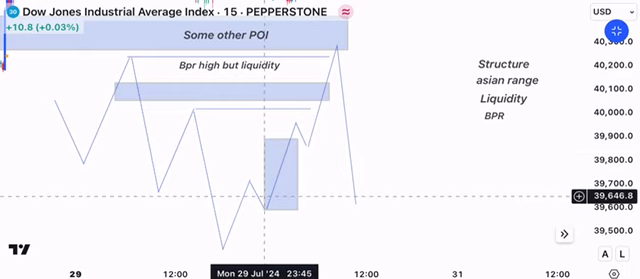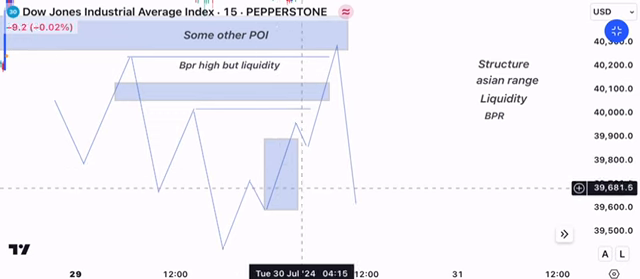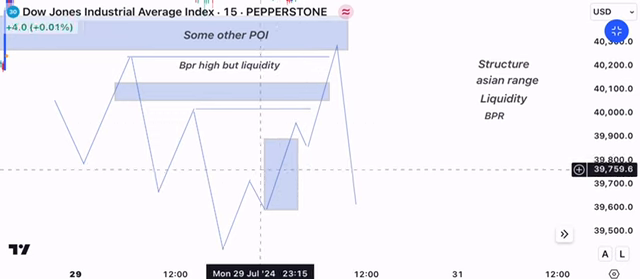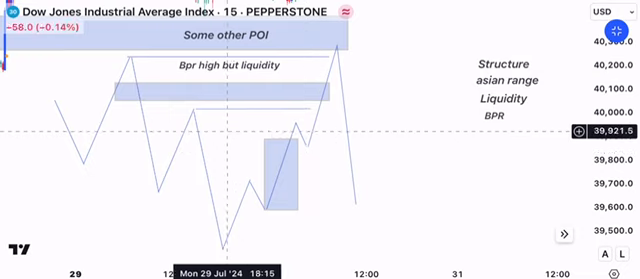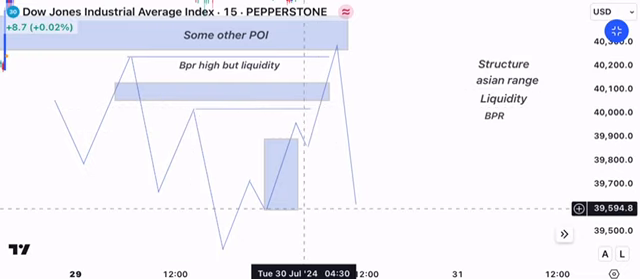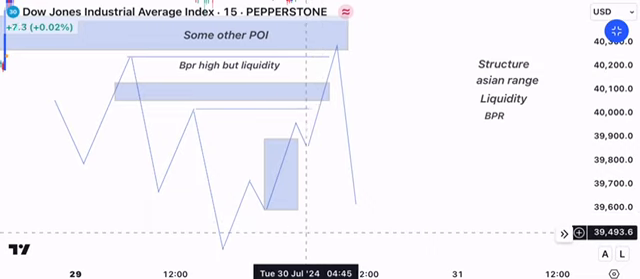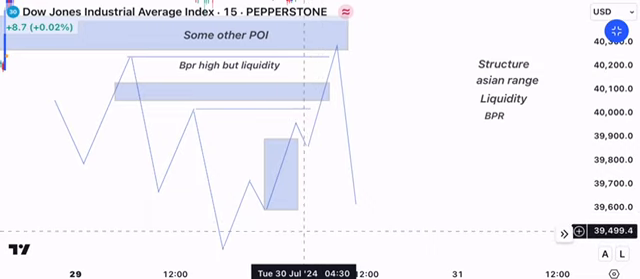The Asian range, like I told you, 23, that's 11 to 8. Time isn't accurate here, but you get it. So that's 11 p.m. to 8 a.m. Liquidity: see, price takes liquidity, and BPR, then it targets the Asian low or whichever other low was created after the Asian low.